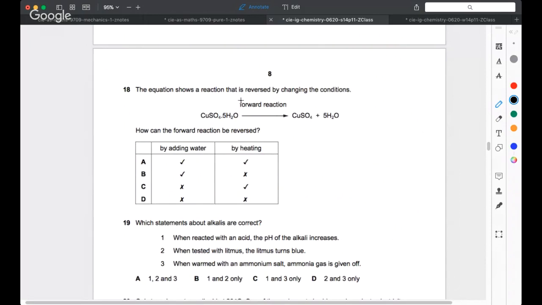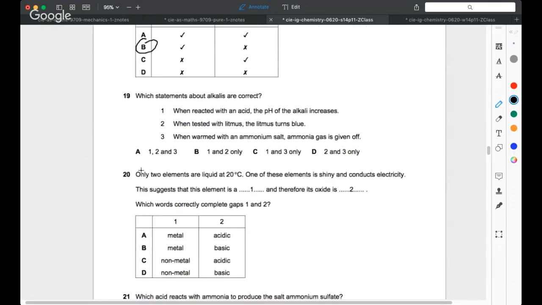Right. So we are going from a hydrated molecule to an anhydrous molecule. So for this reaction, you need heat to release water molecules. However, if you are going the reverse way from anhydrous to hydrated, you need to add water, but you do not need heat. So B is the right answer. Number 19.